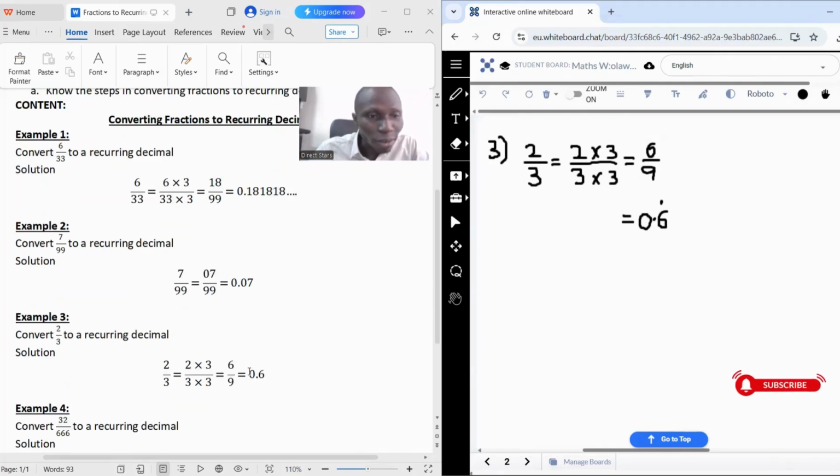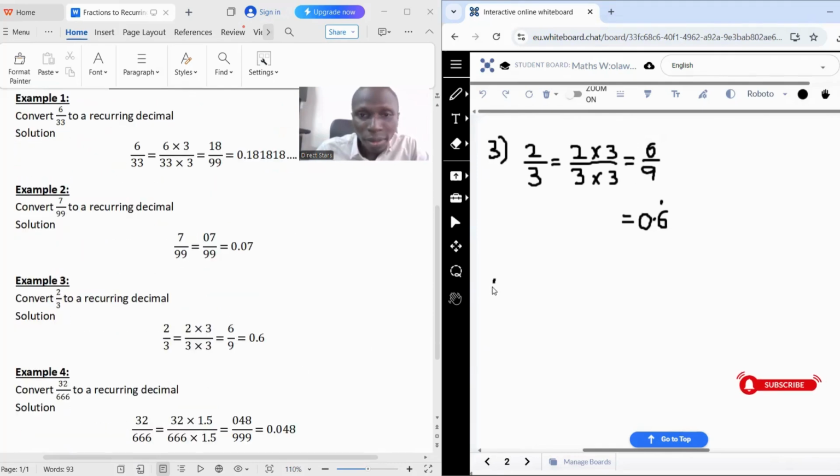And the last example that we'll be looking at today, we have to convert 32 over 666. We want to convert this to a recurring decimal. Then how are we going to go about this? We're going to look for a number that we're going to use to multiply the denominator of the fraction that's going to give us 999. Then what's the number that we can use to multiply it? And that is 1.5. So we're going to use 1.5 to multiply the numerator. We're also going to use it to multiply the denominator. So we're going to have this.